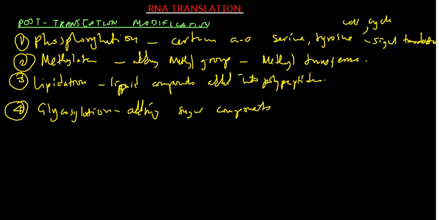Alright, so this is what happens. Now, why are we even adding these sugar components? Just the addition of these sugar components to the protein affects the protein conformation and folding, because the function of a protein depends on its folding.